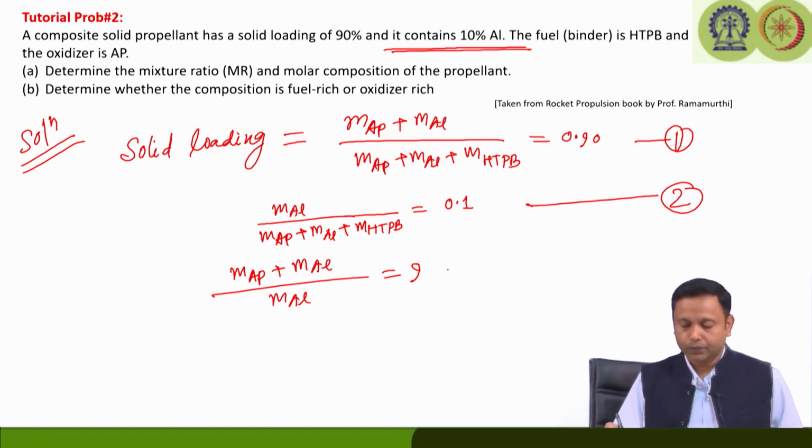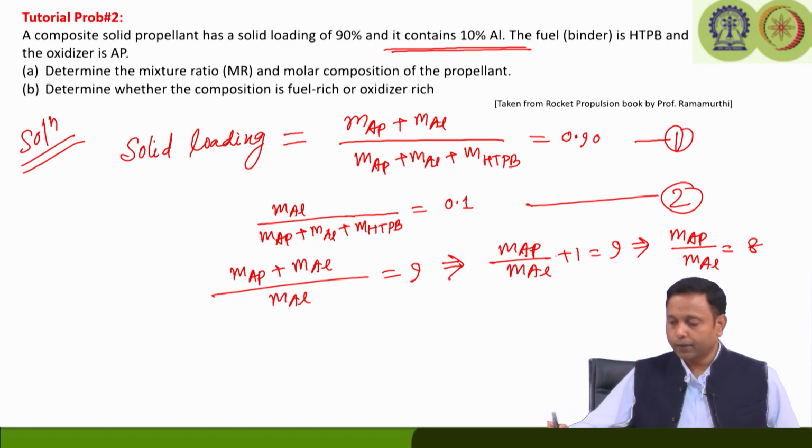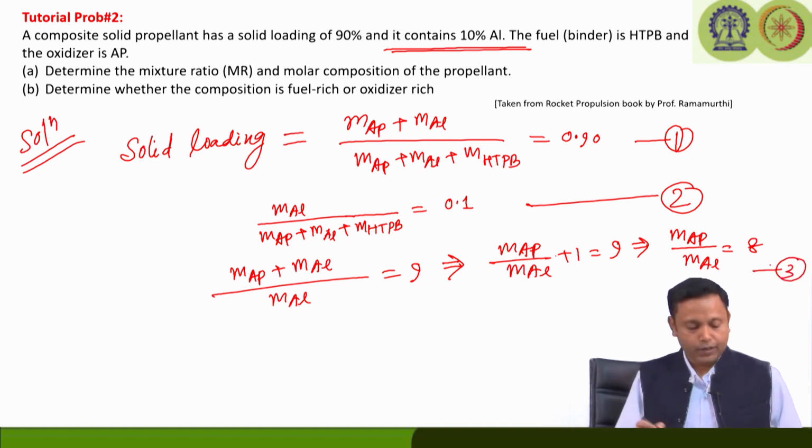So, we can get mass of AP by mass of aluminum plus 1 is equal to 9, or from here we can get mass of ammonium perchlorate by mass of aluminum will be 8. So, this is another finding. From here what we can say is that the oxidizer to aluminum mass ratio is 8.